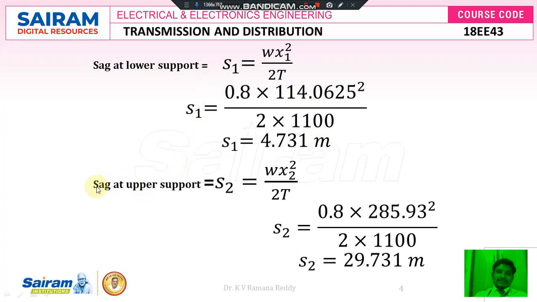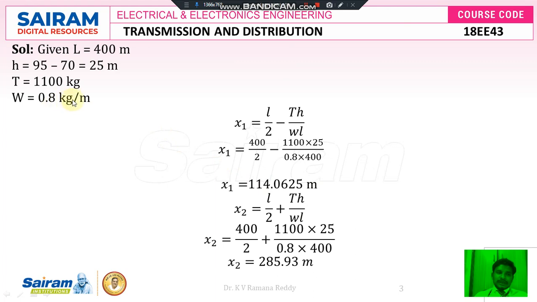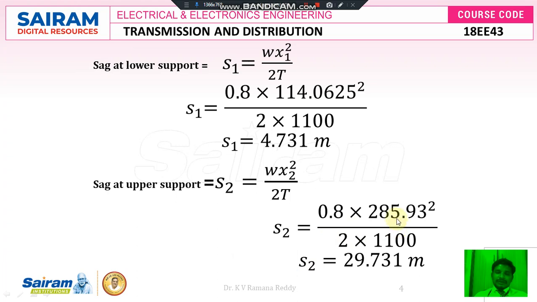Similarly, we have to find the sag at upper support, that is with respect to tower B. Again we use the same formula. S2 is equal to Wx2 square divided by 2T. W means the weight of the conductor, which they gave as 0.8 kg per meter, so 0.8 into x2. We just calculated the distance from point O to point B, that is 285.93 meters. I substitute 285.93 whole square, divided by 2 into the tension on the conductor, 1100. After simplification, we get the S2 value equal to 29.731 meters.